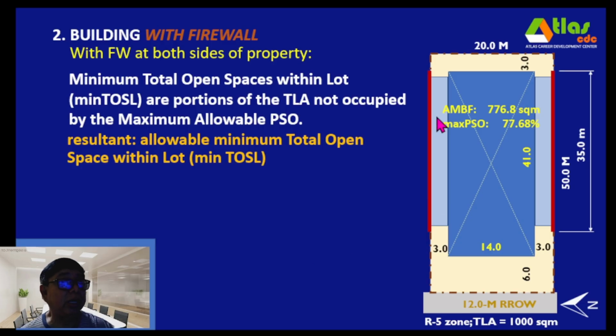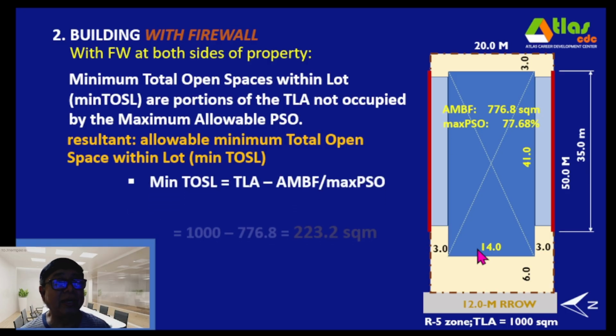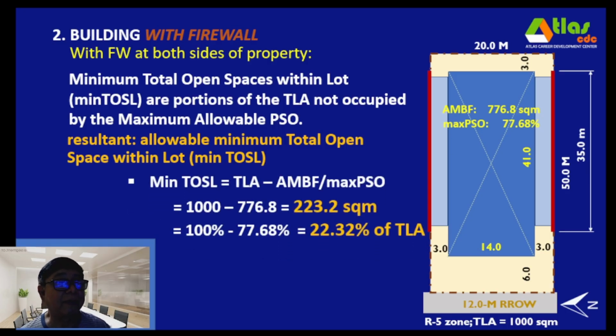So we only have to deduct this most stringent AMBF or maximum PSO from our total lot area to get the resultant minimum TOSL. So 1,000 times this AMBF will give you a minimum TOSL of 223.2 square meters, or 100% minus 77.68%, our most stringent maximum PSO, will give you a resultant minimum TOSL of 22.32% of the TLA.